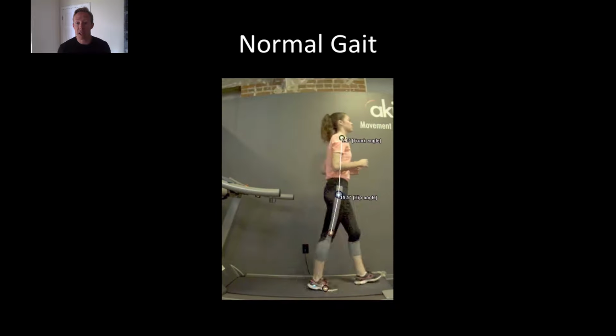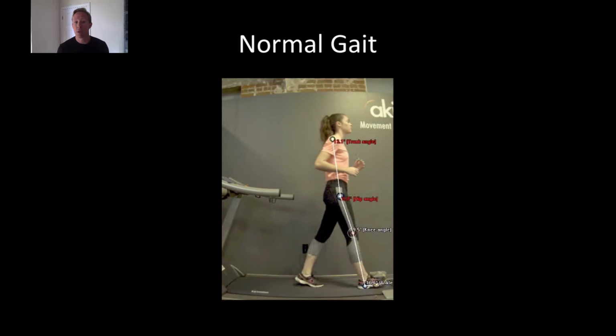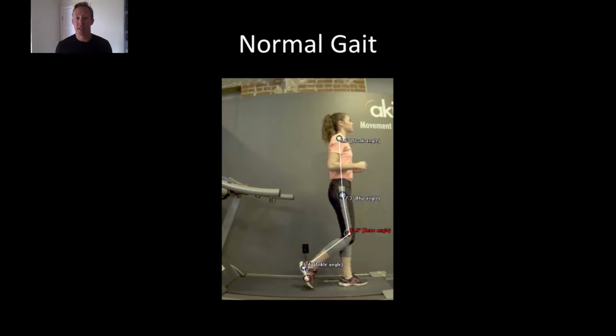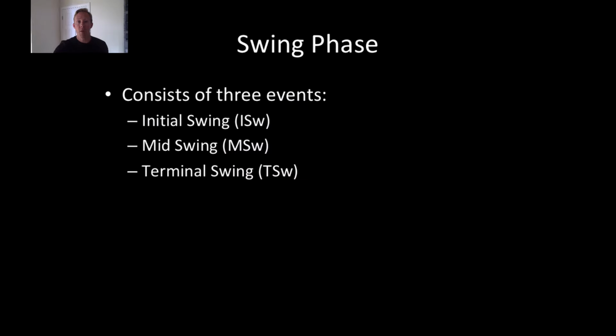So you can see though where she heel strikes, moves into loading response, mid stance, terminal stance, and then pre-swing where her toes bend and she pushes off. Okay, so you can start to see some of those stance events coming out now. So then we move to swing phase. Swing phase is a little bit easier.